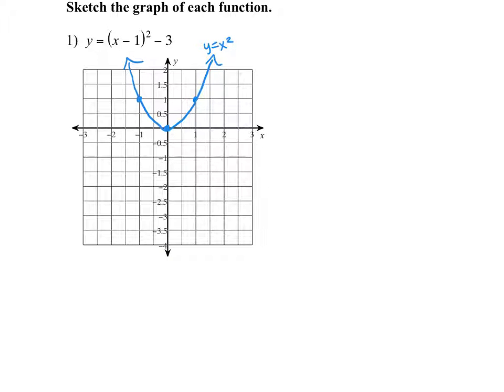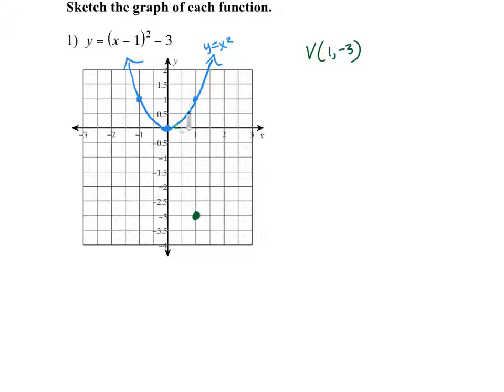Now, in this case, I'm going to start with the vertex. I'm subtracting 1 from x, so that means I'm moving 1 unit to the right. Remember that this small one is 0.5, so I'm moving 1 whole unit to the right. And because this one is -3, I'm going to move 1, 2, and 3 units down. So now my vertex is going to be down here. You can see that the vertex in this case is (1, -3), just by looking at the equation.